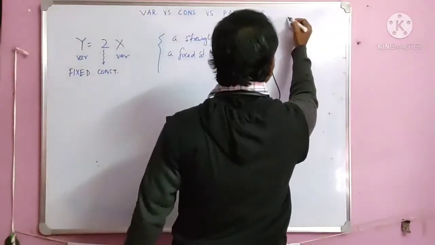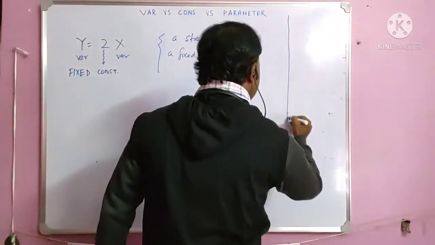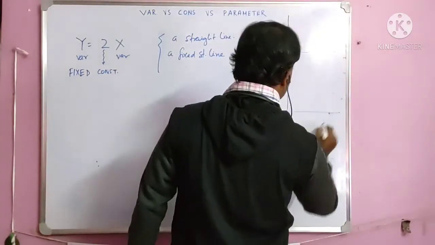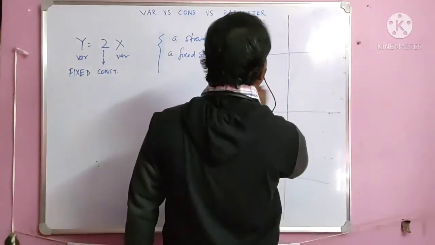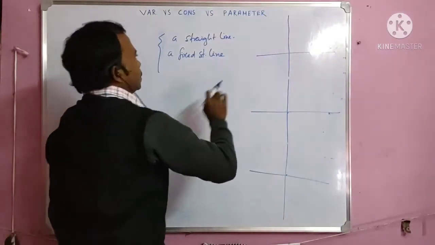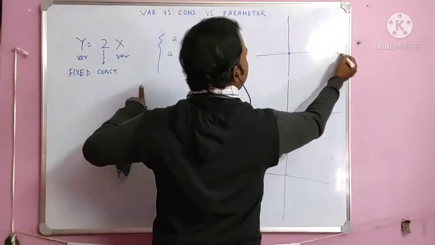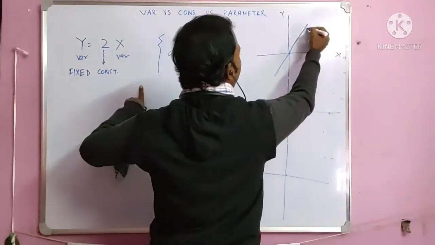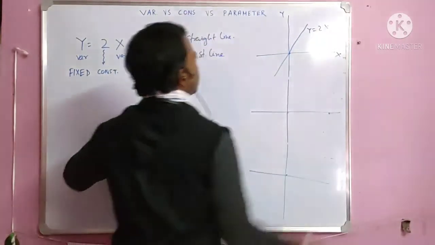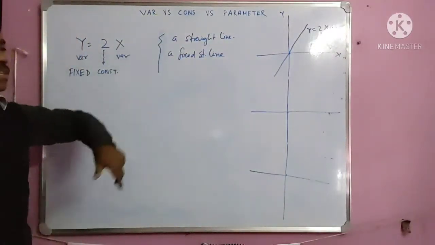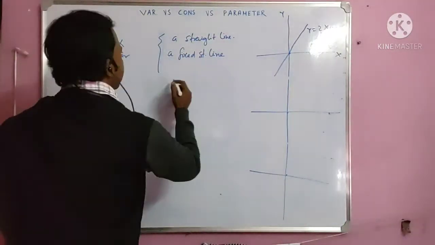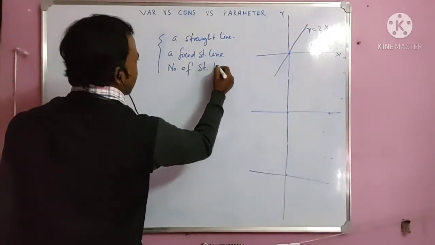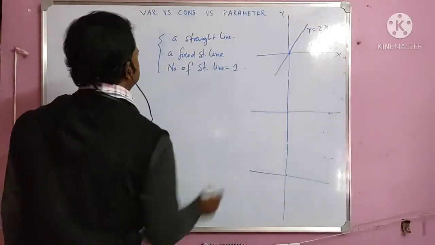Okay, so let's plot them. In this particular case, this is our x and this is our y, and this would be y equals 2x. So see, this is a straight line. That straight line is fixed. How many straight lines? The number of straight lines is equal to 1.